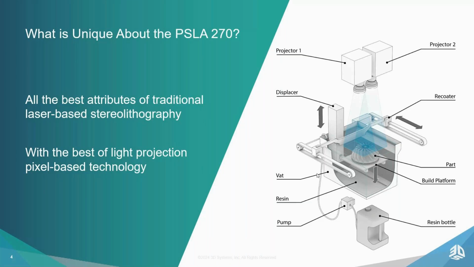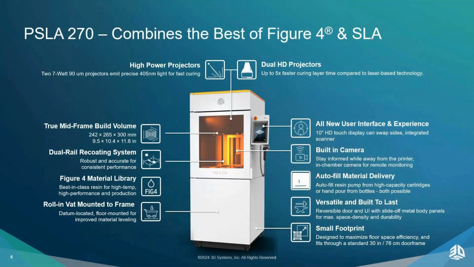As you can see in this schematic, this printer has a unique configuration. We have two projectors fixed at the top of the printer, and they project their light source down into a traditional SLA vat of resin. The system has a recoater, a displacer, forks, and a platform, and that platform moves down as the part is built in the resin. And this is what the printer itself looks like.